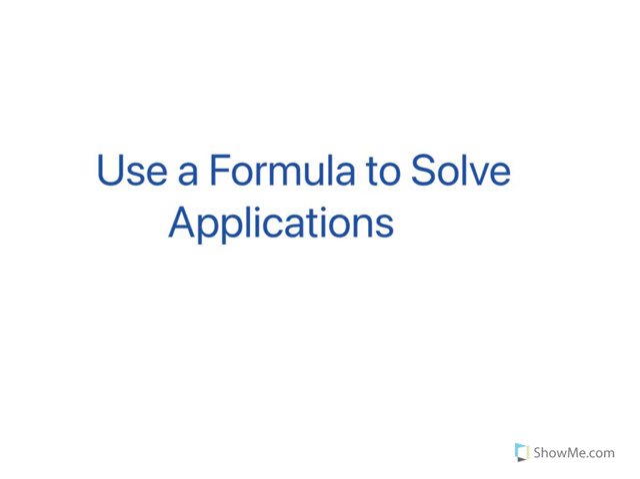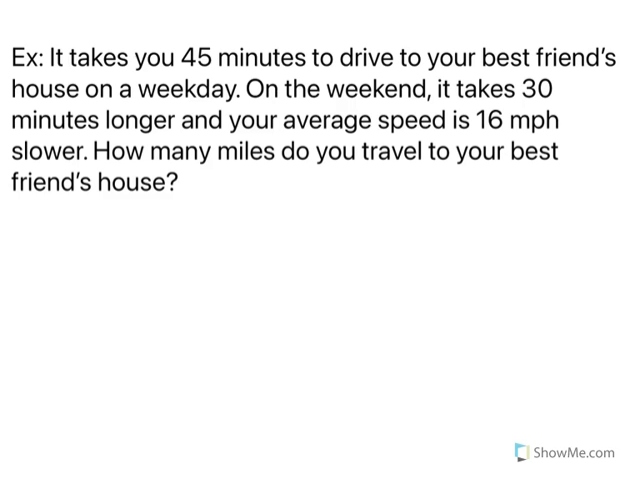Use a formula to solve applications. Well, let's see what we got. It takes you 45 minutes to get to your best friend's house on a weekday. On the weekend, it takes 30 minutes longer, and your average speed is 16 miles per hour slower. Why would you ever go on a weekend? How many miles do you travel to your best friend's house?